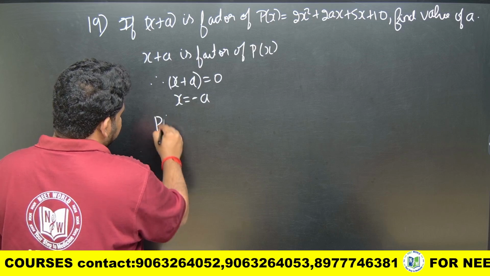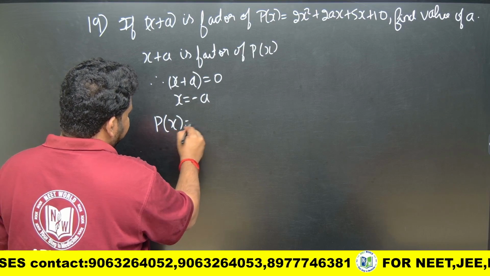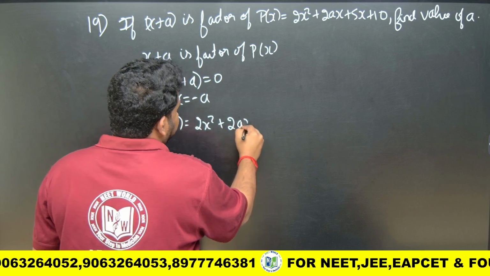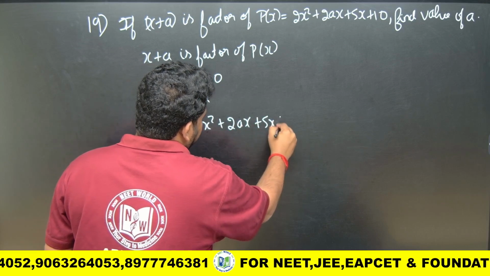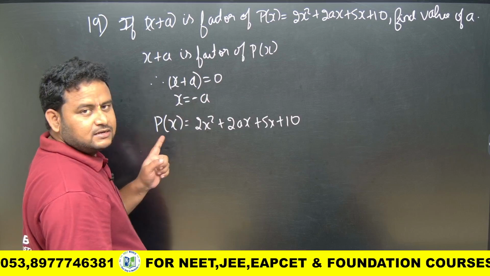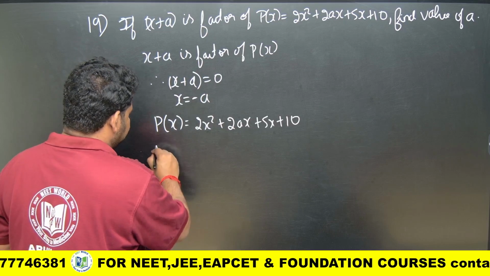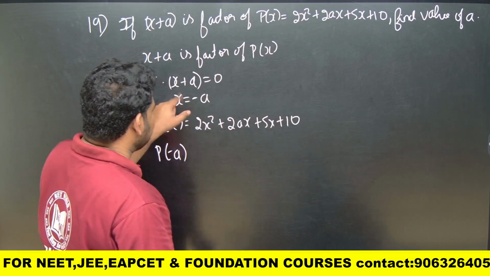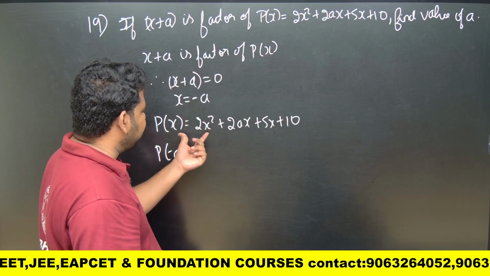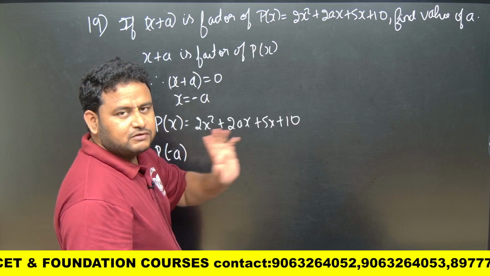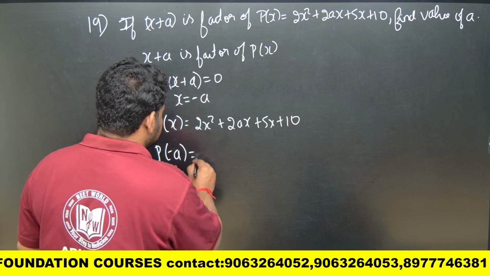p of minus a. Let me write p of x. P of x is equal to 2x square plus 2ax plus 5x plus 10. Now if I put minus a, this entire polynomial will become equal to 0 because it is a factor. That means for whatever value of x, if you put minus a, it will become equal to 0. So I should equate it to 0.